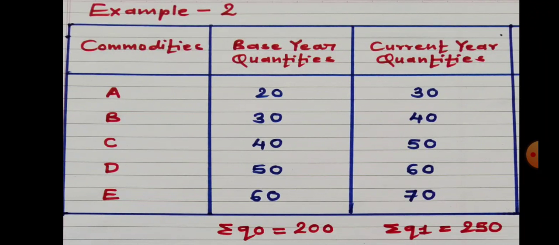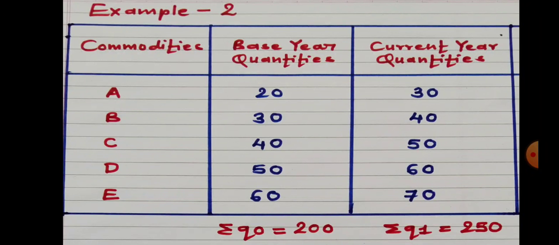Now let us explain again how to construct the quantity index number with the help of a second example. In this example, 5 commodities are given: Commodity A, B, C, D, E. In the second column, base year quantities are given, and in the third column, current year quantities are given. What are the base year quantities here? 20, 30, 40, 50, 60. And what are the current year quantities? 30, 40, 50, 60 and 70.